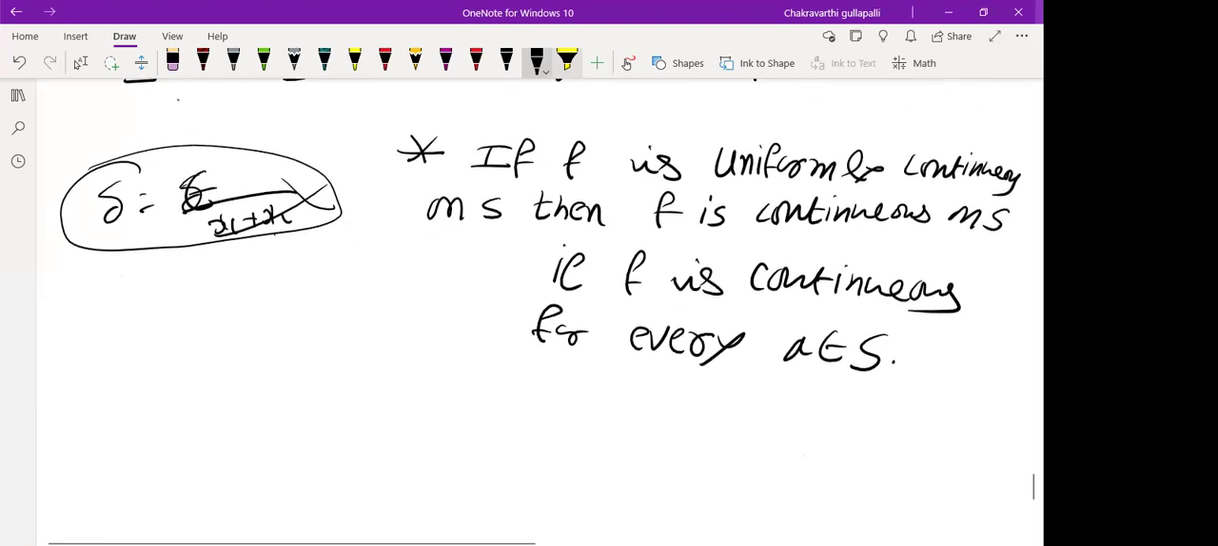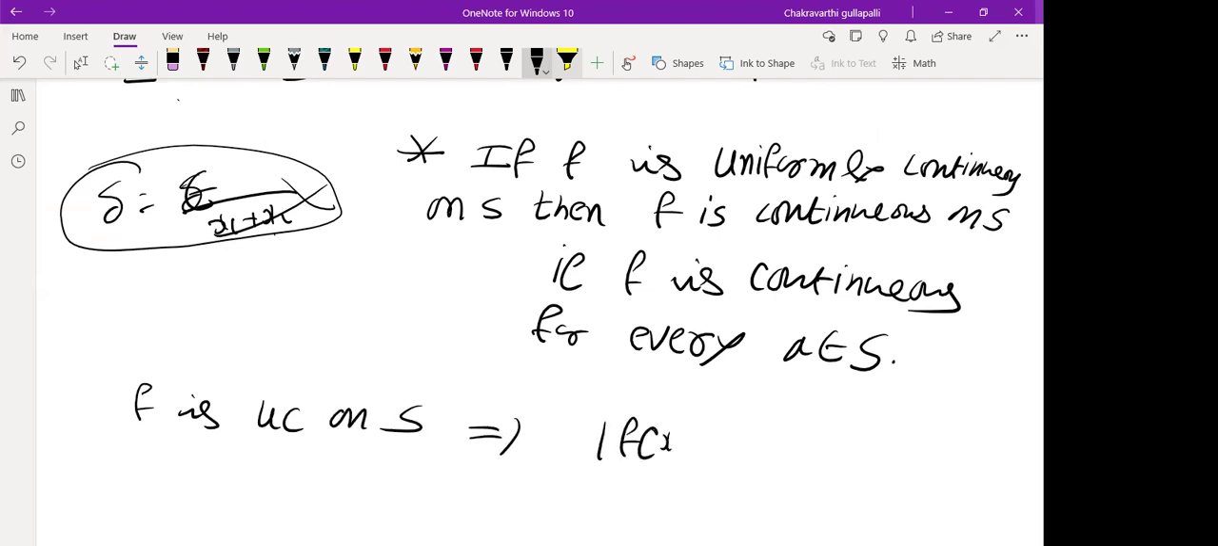So how do we test this? f is uniformly continuous on S implies modulus of f of x1 minus f of x2 is less than epsilon whenever modulus of x1 minus x2 is less than delta.